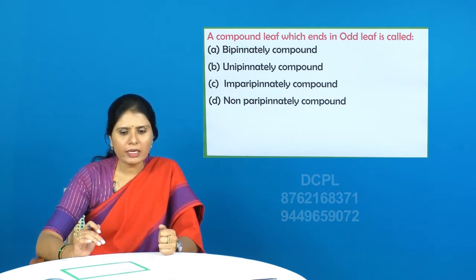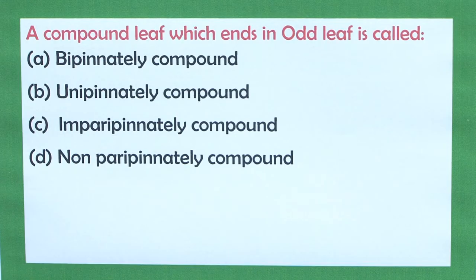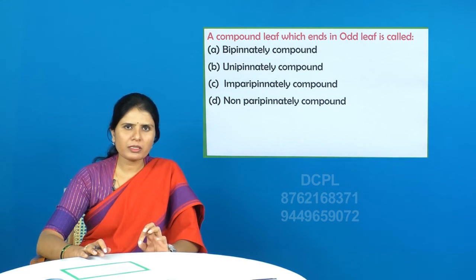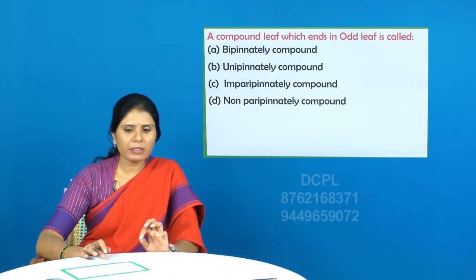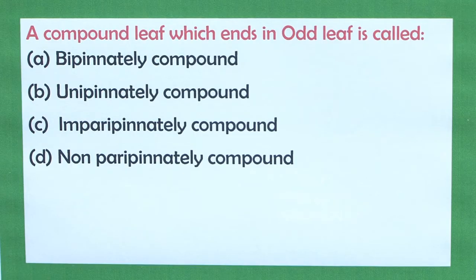Option 3 is imparipinnately compound. There is one more option called non-paripinnately compound, which also gives the same meaning as that of an imparipinnately compound leaf, but however there is no term given as non-paripinnately compound leaf in the morphology of flowering plants. There is a term called imparipinnately compound leaf which says that in a unipinnately compound leaf, the compound leaf ends in an odd leaf. So, such a compound leaf is termed imparipinnately compound leaf.